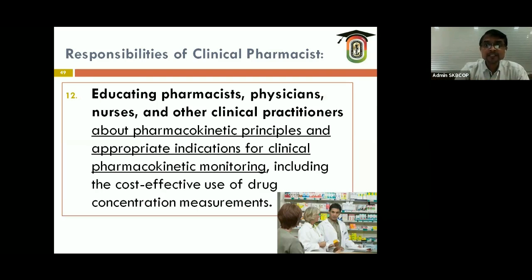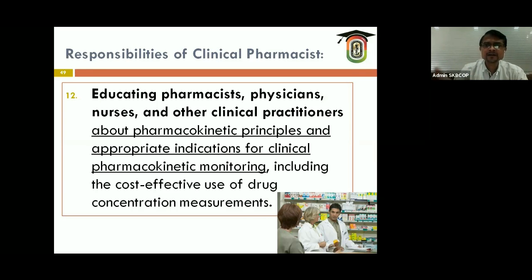So this is one of the responsibilities of the clinical pharmacist: to educate the hospital pharmacists, physicians, nurses and other clinical practitioners about the pharmacokinetic principles of the drug or the dosage regimen, and the appropriate indications of a particular clinical pharmacokinetic monitoring. That should be told to the pharmacists, physicians and nurses, including the cost effective uses of drug concentration measurement.